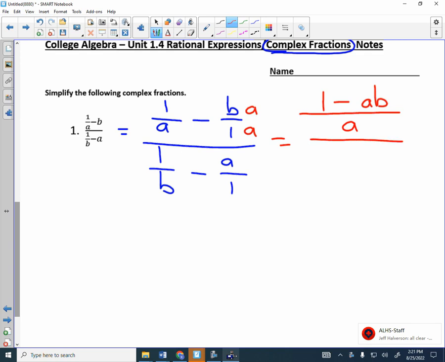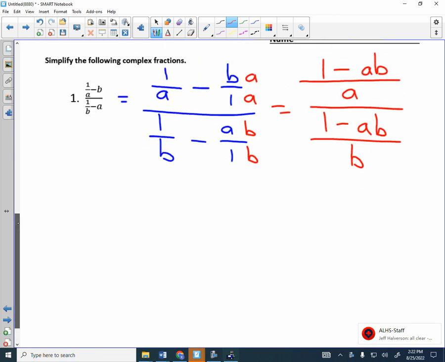Now we move to this part. What's going to be the common denominator here? So I must multiply the top and bottom by B. What do I get here? 1 minus AB divided by B. So what we've done so far is create one fraction in the top, one fraction in the bottom. And that's good enough for us to move to the next step, which is very simple.